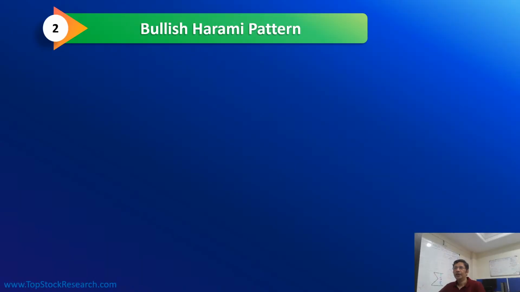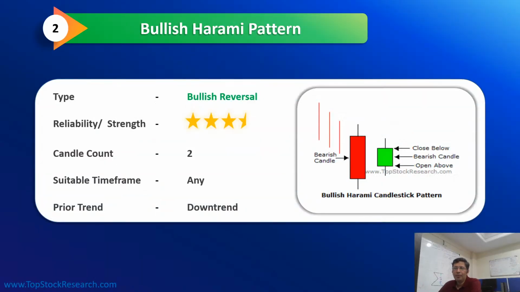Okay. Getting back into this, the second pattern, which is the Harami pattern, we have briefly touched upon it. In this case, you have a big red candle and a small green candle. In case of engulfing, this engulfs this one. In case of Harami, it's the other way around. The previous candle is almost like engulfing the latest one. This is basically called a bullish Harami pattern. Reliability is still good, about 3.5. The best place is in a downtrend.